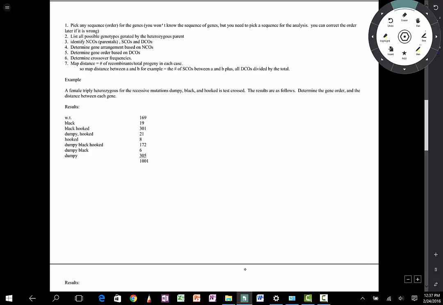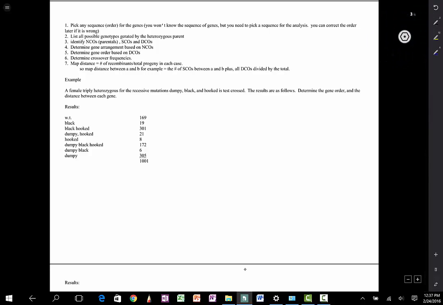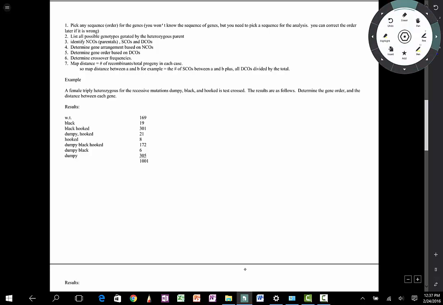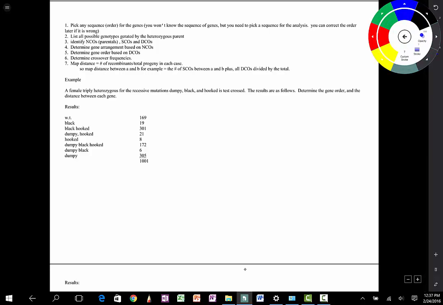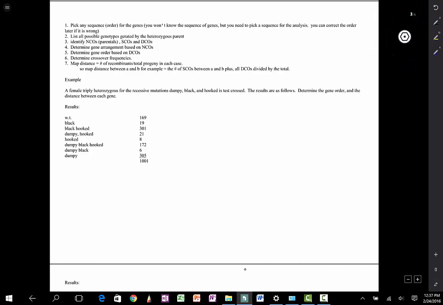Alright, so here's an example of a 3-point cross. We're going to map the distance between 3 genes and make a little map. The genes that we're dealing with are black, dumpy, and hooked. So this is the infamous black, dumpy, hooked example. And you get to say black, dumpy, dumpy, hooked, black, hooked. You can say that stuff a lot. And so it can get a little crazy.